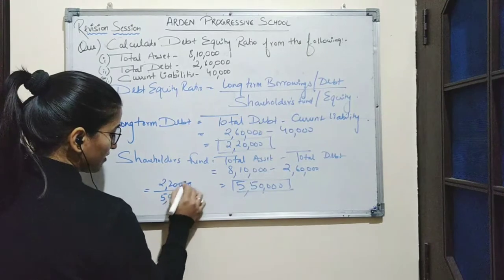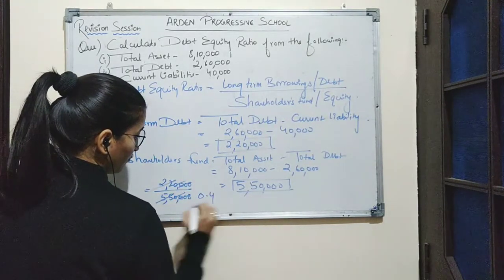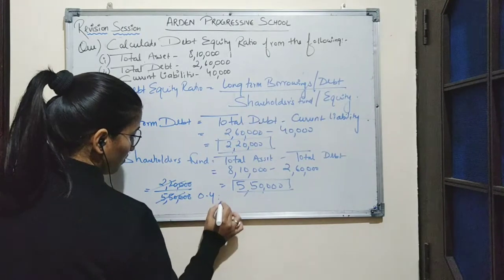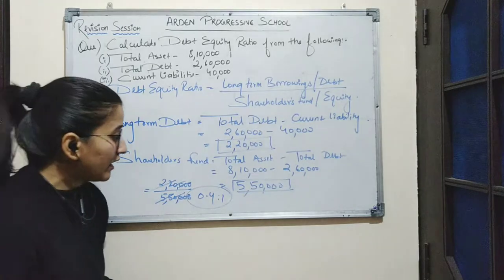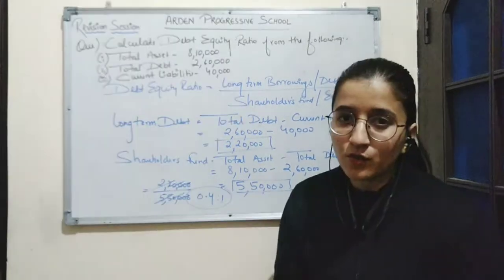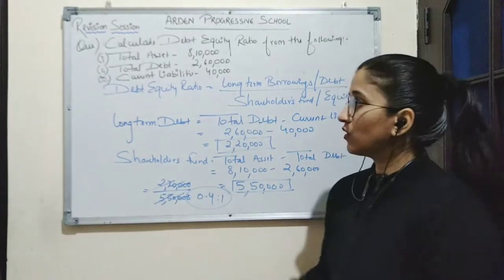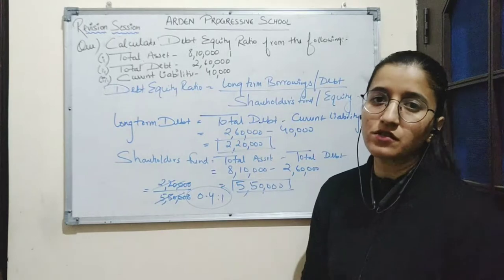So by solving this, we get 0.4 is to 1. So here debt equity ratio is 0.4 is to 1. So with this we have completed the concept of debt equity ratio by solving the practical question based on it.